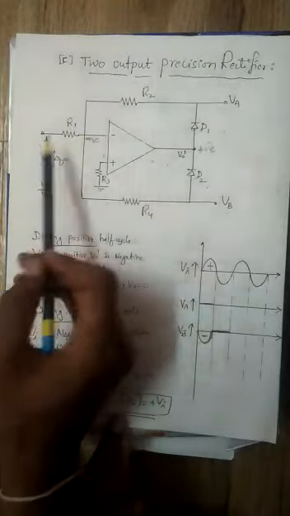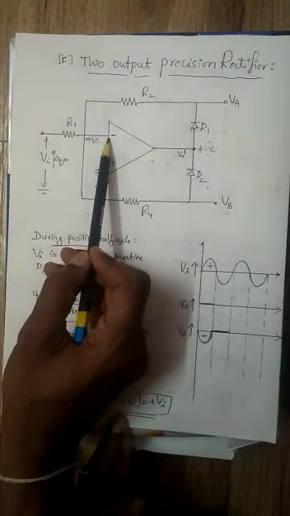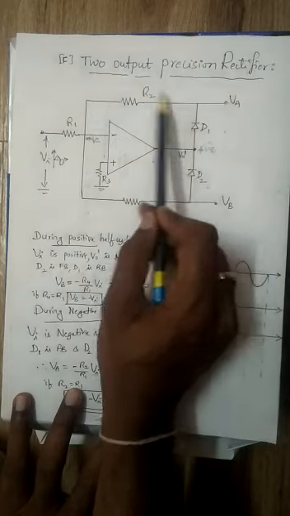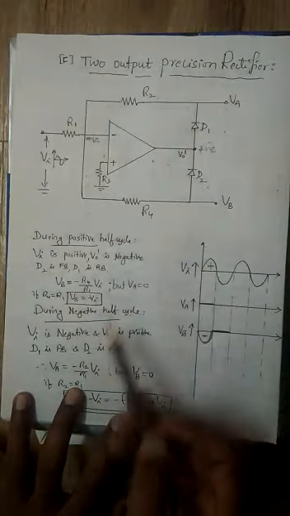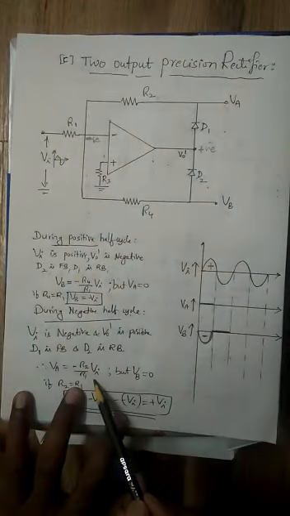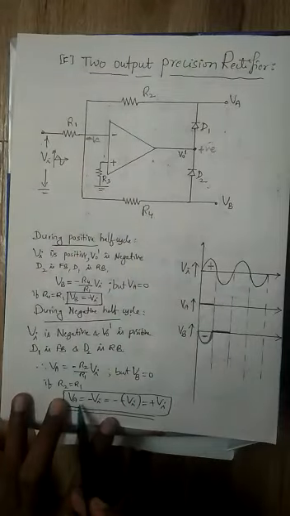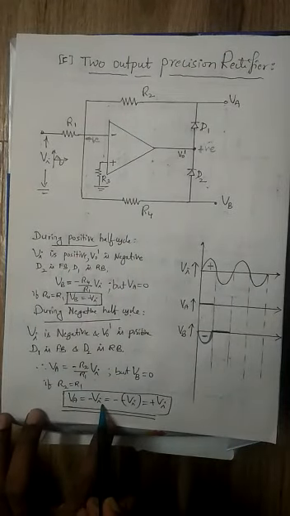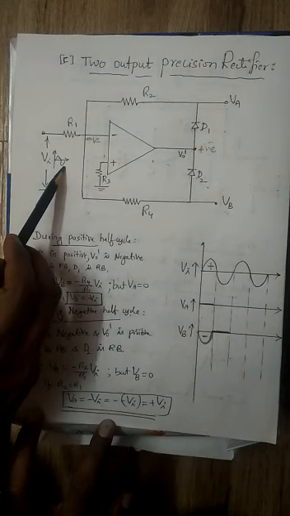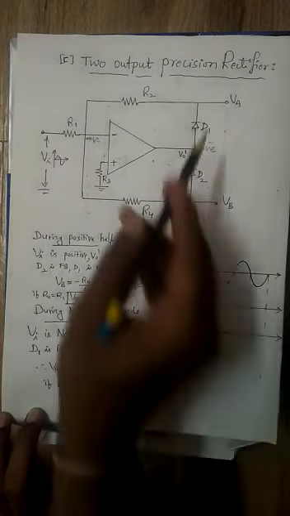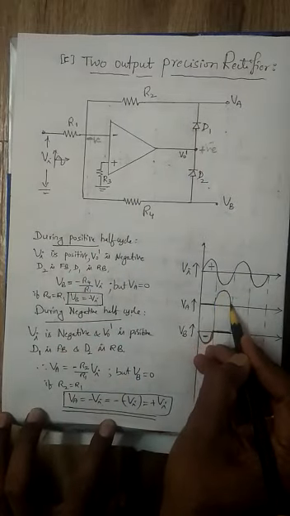Then observe the upper part of the circuit. Again, this acts as an inverting amplifier. You are applying input to the inverting terminal, the feedback is negative, and the op-amp acts as an inverting amplifier. Therefore, the output voltage is gain multiplied by input with a negative sign. So VA is equal to minus R2 by R1 into Vi. If R2 is equal to R1, VA is equal to minus Vi. Since Vi itself is negative during the negative half cycle, minus of minus Vi becomes plus Vi. So VA is equal to plus Vi.